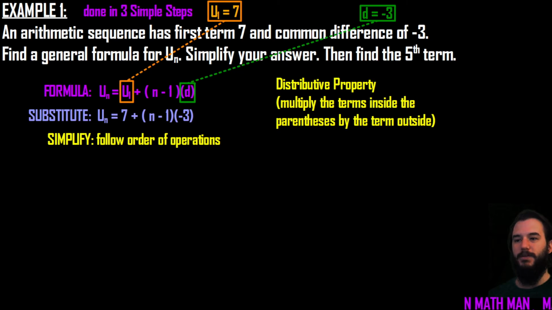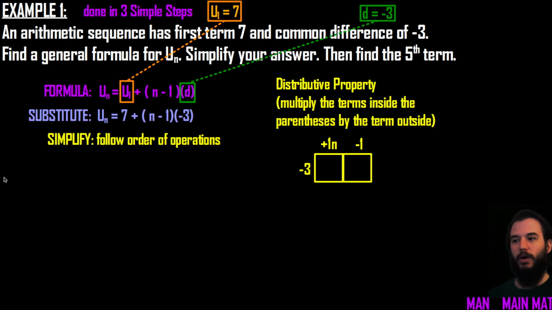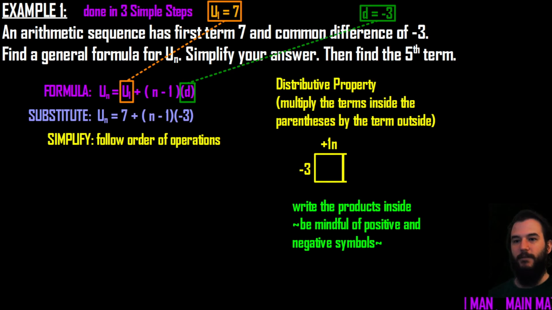And so what I'm going to do is take a -3 on the outside and multiply it by the terms inside the parentheses. So I have a positive 1n and a -1. So I need to multiply -3 by each of those terms. I first look at that first term. So I have -3 times a positive 1n.